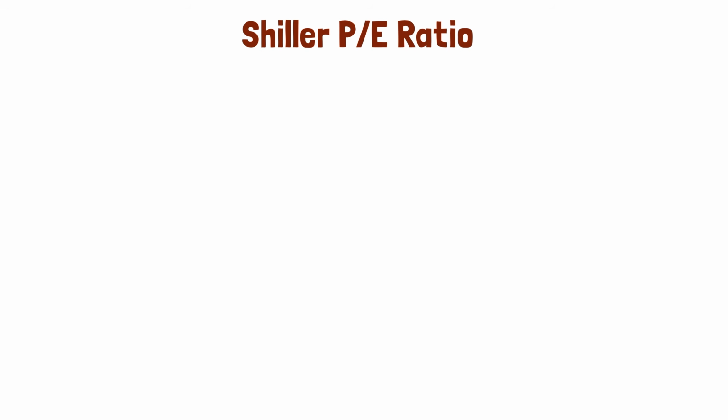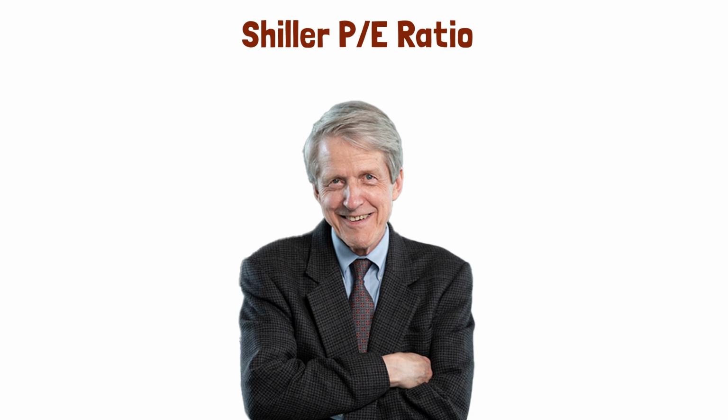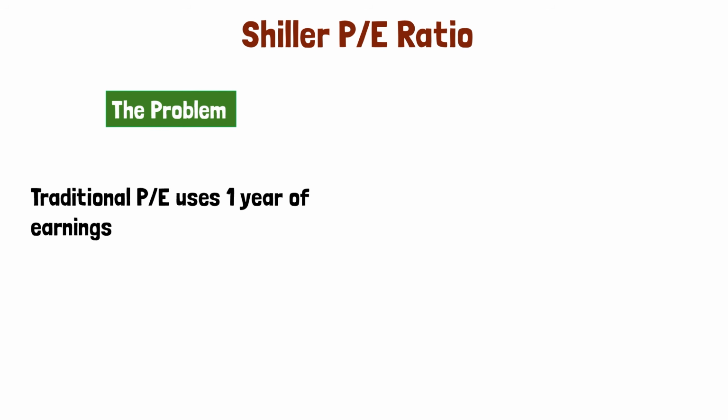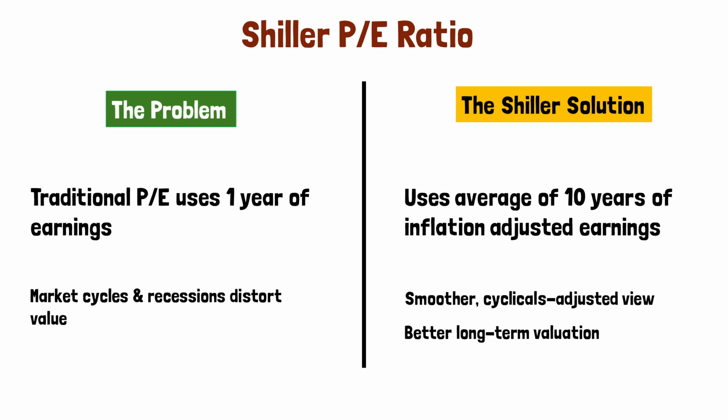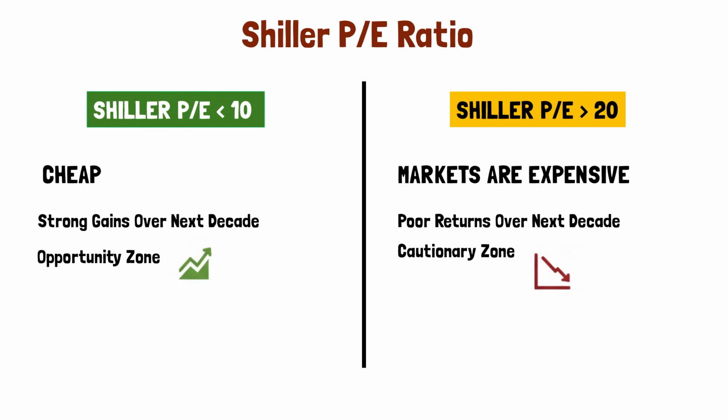On page 85, Zweig also references the Shiller P ratio, created by Yale professor Robert Shiller, who was inspired by Graham's approach. The Shiller P ratio compares today's stock price to the average earnings over the past 10 years, adjusted for inflation. It smooths out temporary booms and busts to show whether stocks are truly expensive or cheap. Shiller's research shows that when this ratio goes well above 20, markets usually deliver poor returns over the next decade. When it drops below 10, stocks typically produce strong gains.